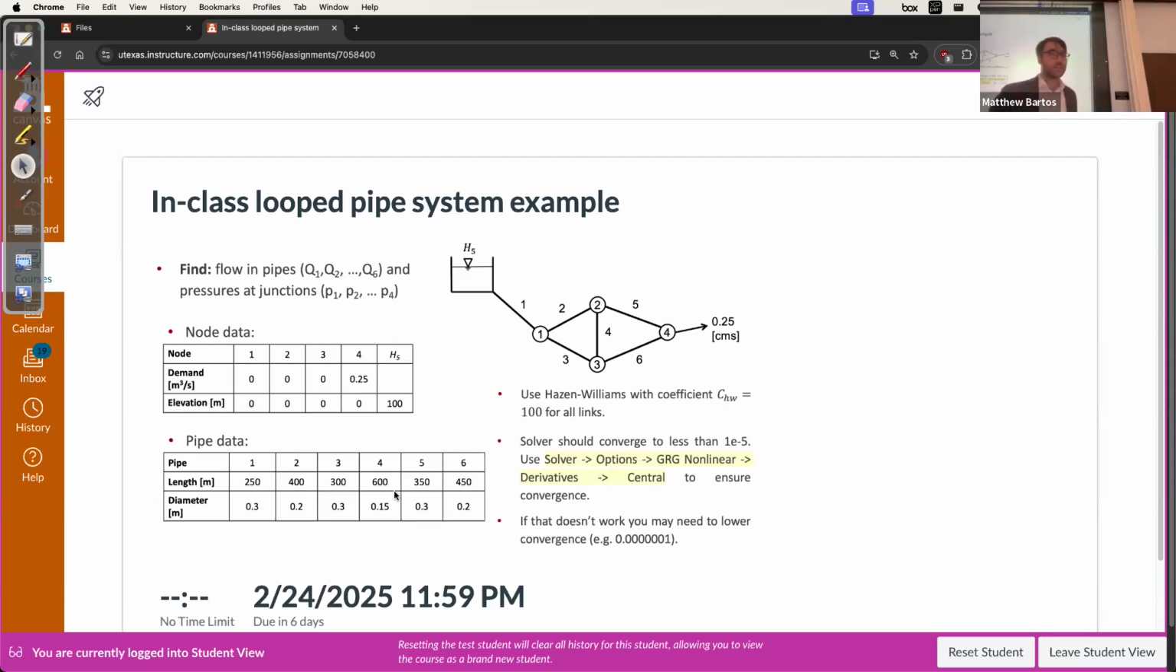Okay, so we have all the information needed to set up the problem. Note that we're also going to be using the Hazen-Williams equation for all the frictional losses with a Hazen-Williams coefficient of 100 for all pipes. And we're going to assume no minor losses. So this is the general problem setup. Let me go ahead and just draw out this problem.